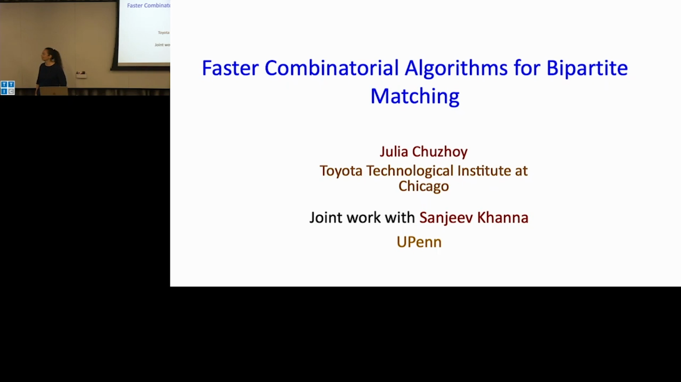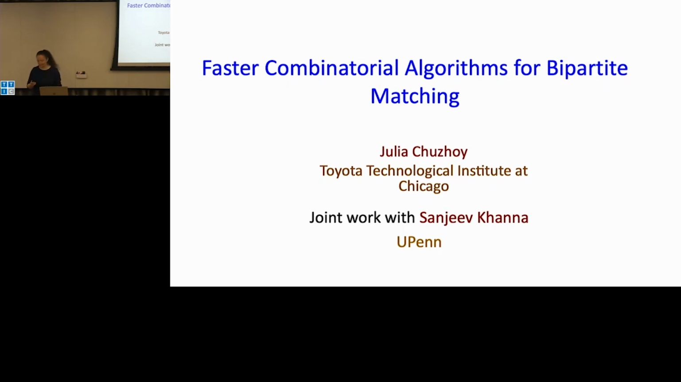Always happy when it's Julia's turn to give the talk. Julia is a professor here, and as I hope you all know, and I won't say anything else about her. I want to hear what she will talk to us about in bipartite matching. Thank you. Thanks, Nate. Tell me if it's too loud, okay? You're good. Sounds good.